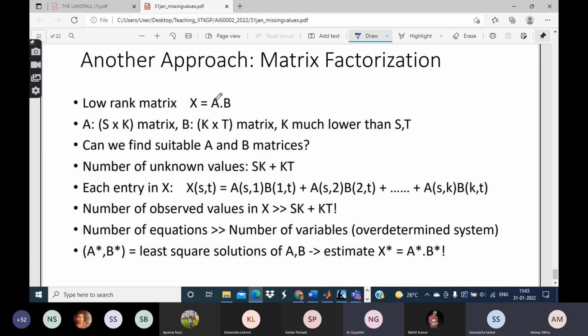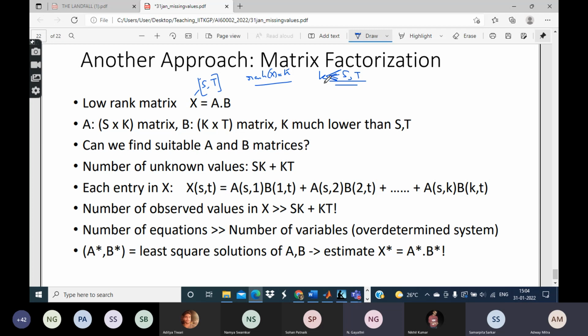So the idea here is that suppose the matrix X is low rank. Now if the matrix is low rank, let us say its rank is K. We have already considered that it is an S comma T matrix. So let us say that rank, whatever it is, is K, where K is much smaller than both S and T.